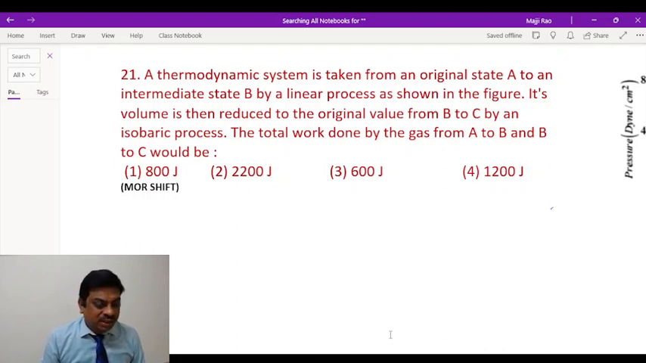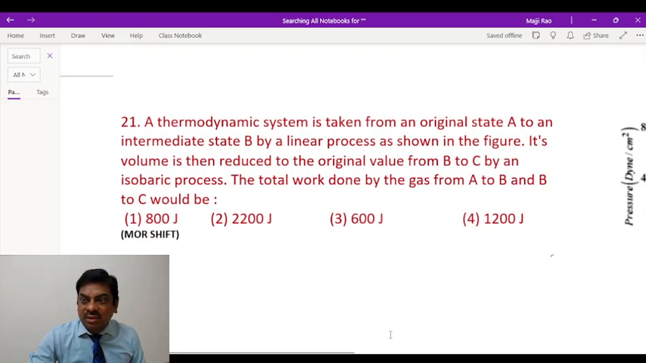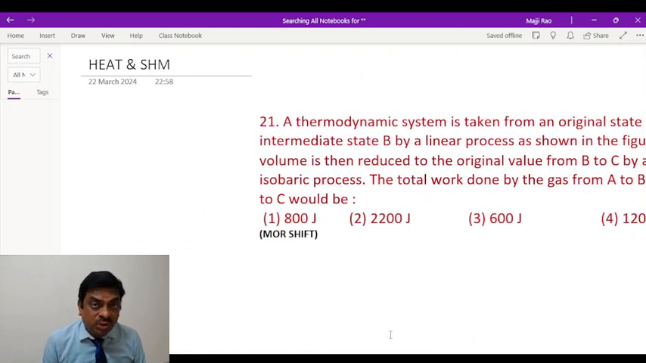In this video we will be discussing questions which were asked on heat and simple harmonic motion. These questions were asked on the 29th of January 2024. I have combined the questions from both the shifts, that is morning as well as evening shift. Here I have collected around 5 to 6 questions from heat and thermodynamics.